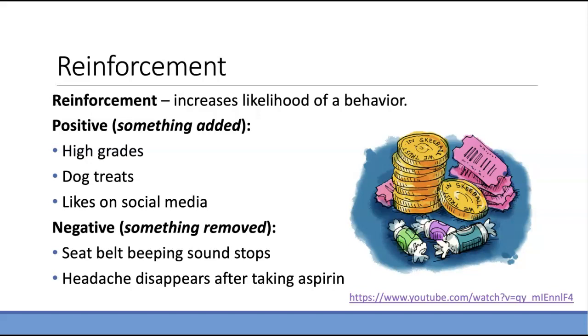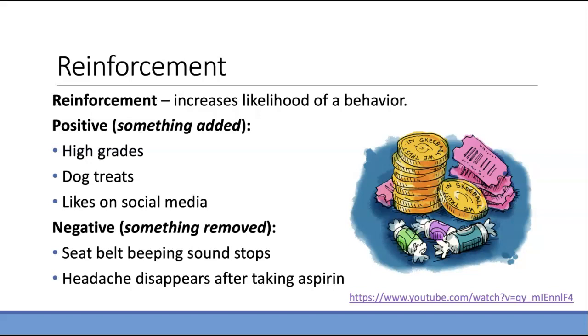Now, negative reinforcement means something unpleasant is being removed. Engaging in the behavior removes something unpleasant, and as a result, you're more likely to engage in that behavior again. So, for example, when you sit in the car and you don't put your seatbelt on, there's that annoying beeping sound. Putting your seatbelt on makes that stop. Okay, so when you put that on, the beeping sound stops.